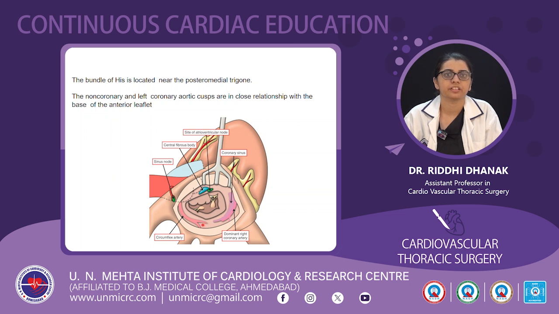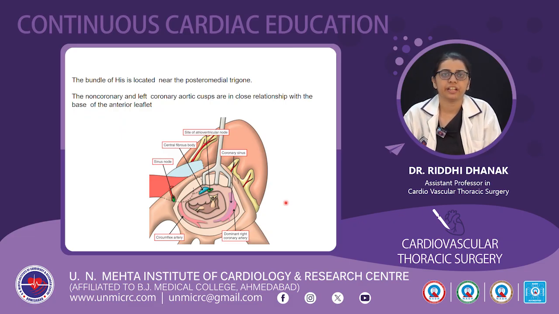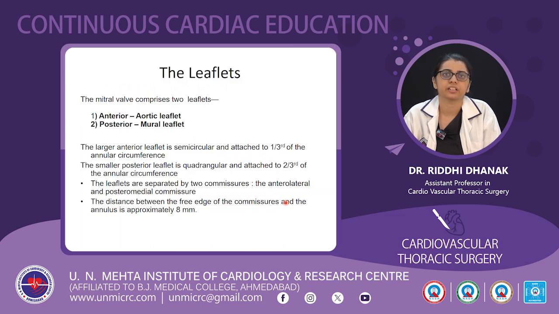Again here, the bundle of His is located near the posteromedial trigon. As you can see over here, the bundle is located over here. This is the AV node, and from here the bundle of His will go like this, and this is the central fibrous body. The non-coronary and the left coronary aortic cusp are in close relation with the base of the anterior leaflet, as I have already described earlier.